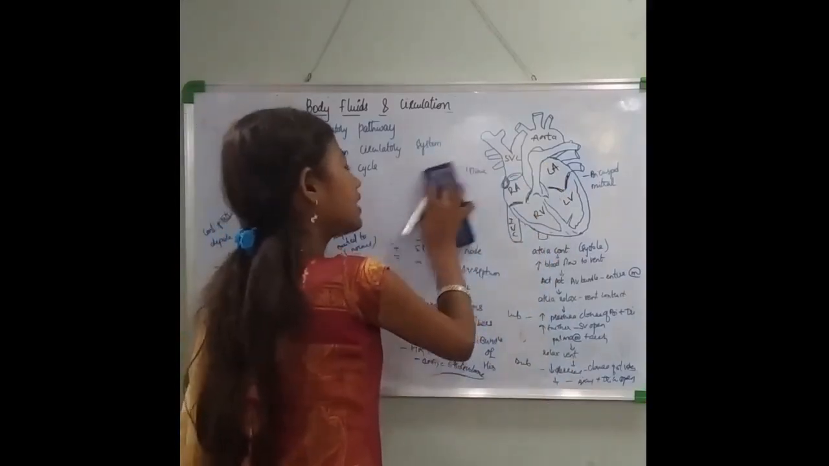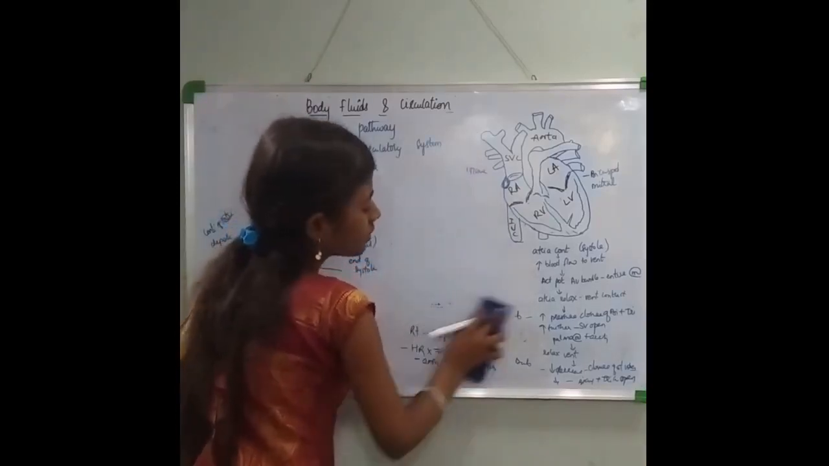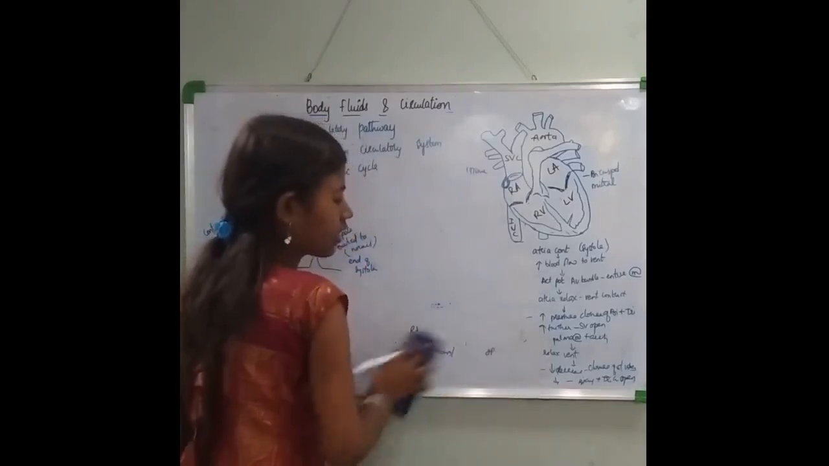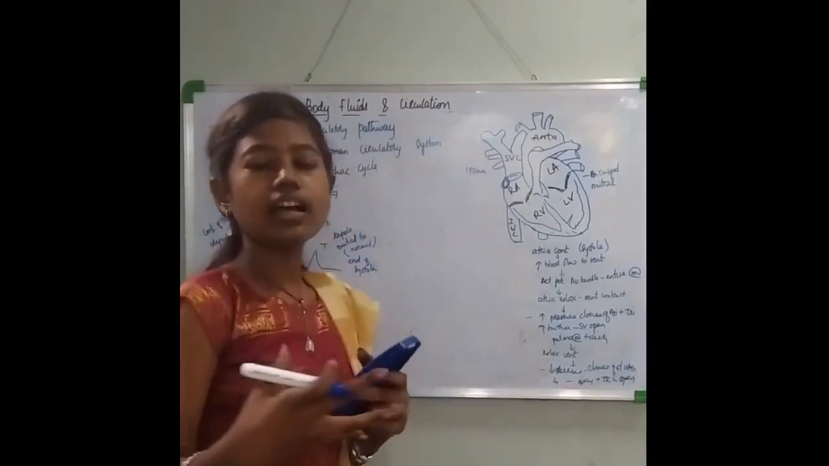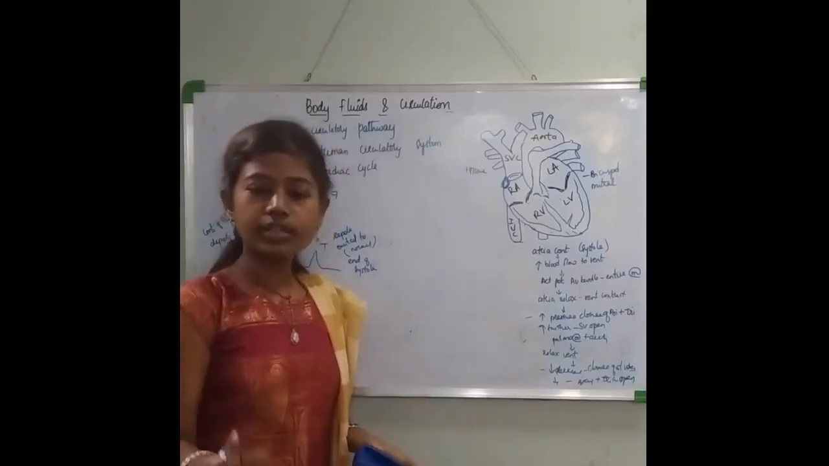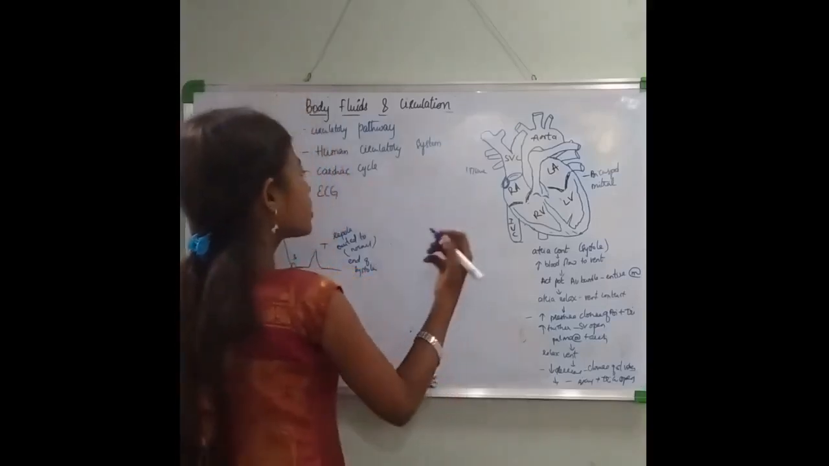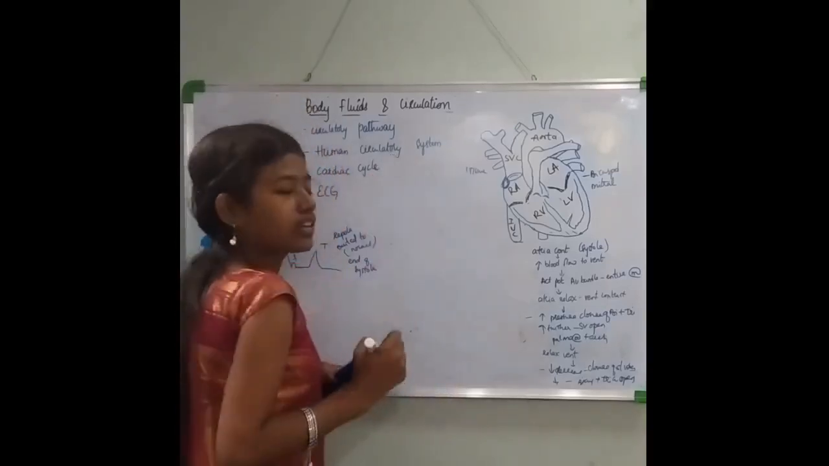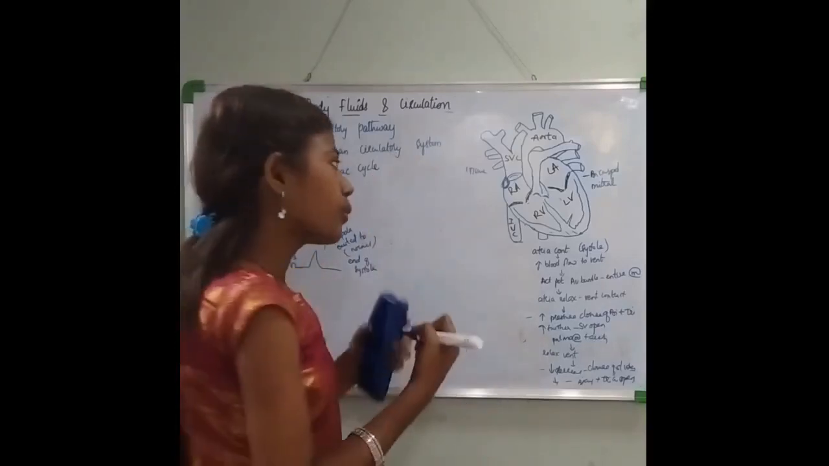So what is a cardiac cycle? The cardiac cycle is a sequence of events that occurs in a heart, and these events are repeated at regular intervals, or rhythmically. That sequence of events is referred to as the cardiac cycle. Now let's see how this cardiac cycle occurs.